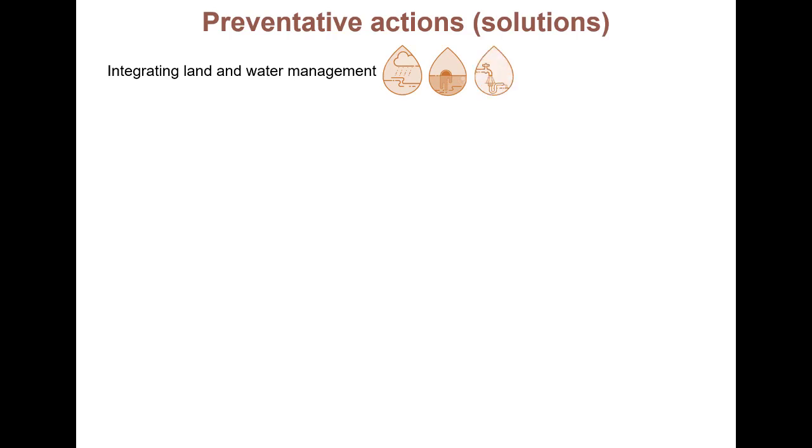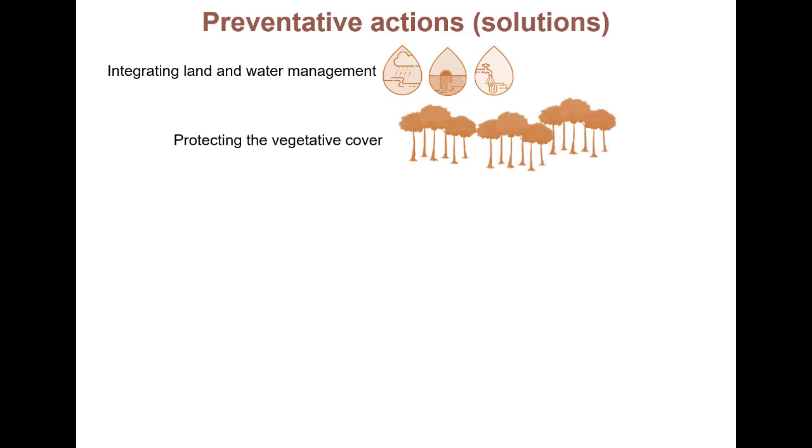Preventative actions include integrating land and water management to protect soils from erosion, salinization, and other forms of degradation. Protecting the vegetative cover, which can be a major instrument for soil conservation against wind and water erosion. Planting more trees. The roots of trees hold the soil together and help to reduce soil erosion from wind and rain. Improving the quality of the soil.